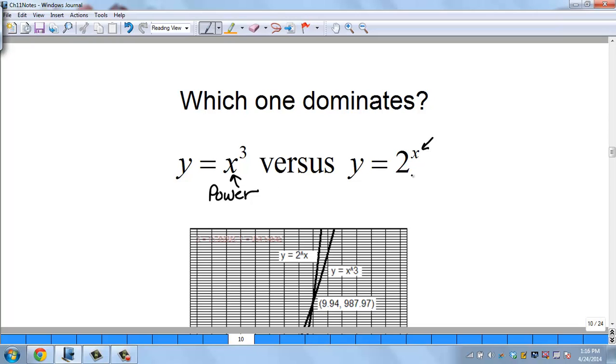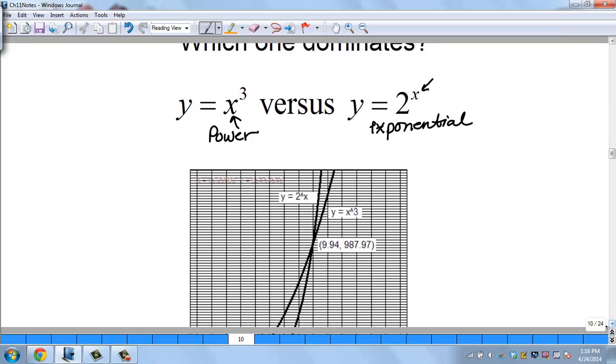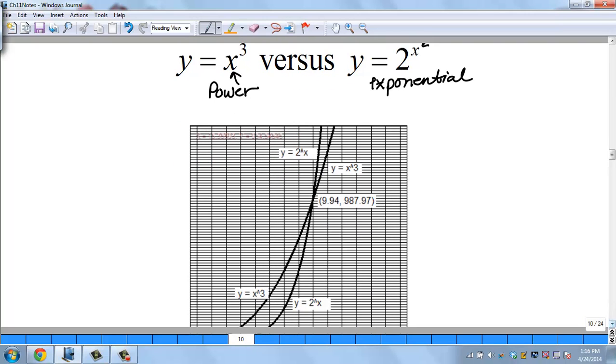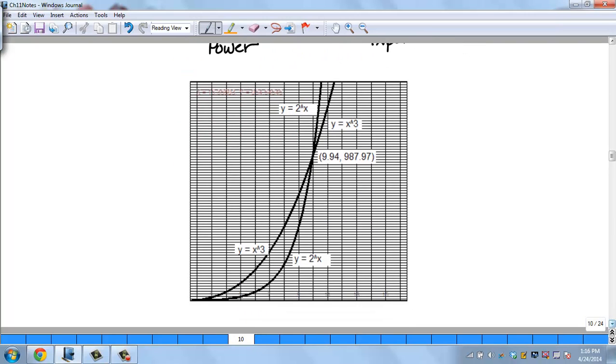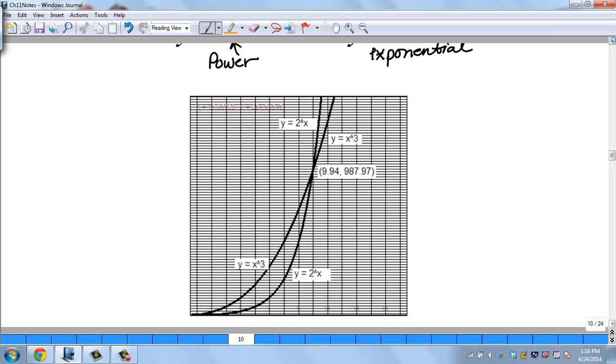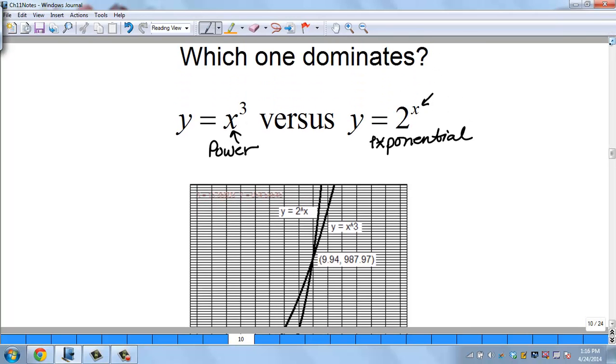Now let's compare domination with x is down low, so this is a power function, versus my x is up high, or it's an exponent, this is exponential. So we want to say which one dominates. Well, if you look at this graph here, I have y equals x cubed here. And then I have y equals 2 to the x. And look what happens. Guess who dominates? The exponential function. So this one, exponential dominates.